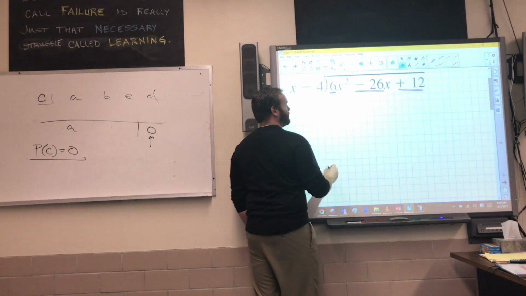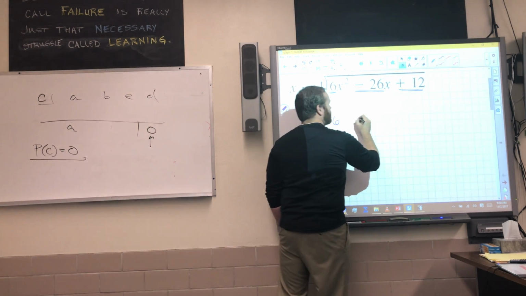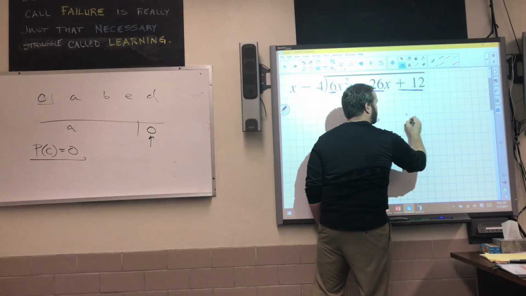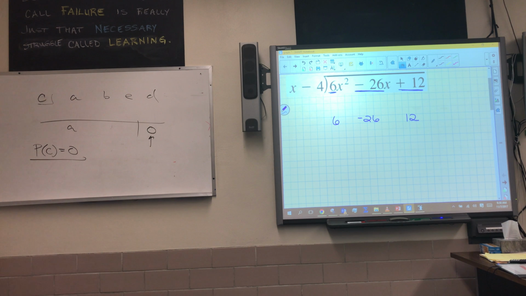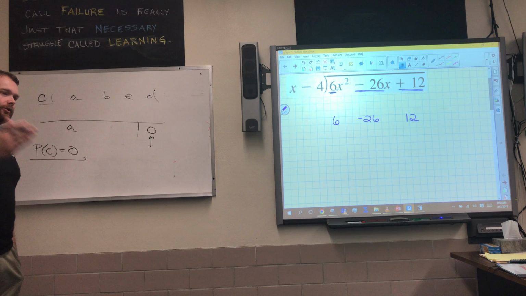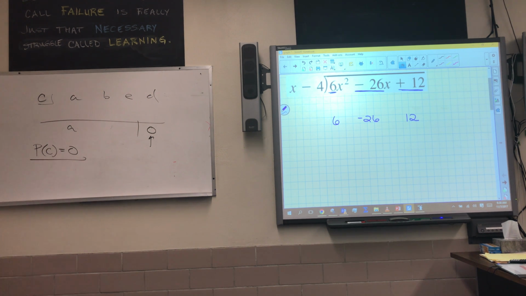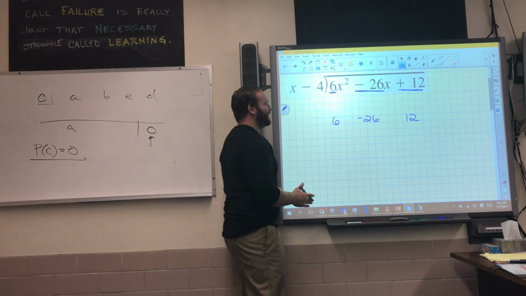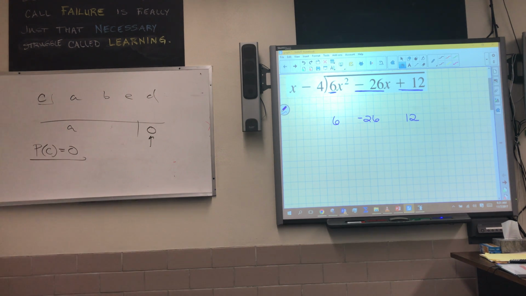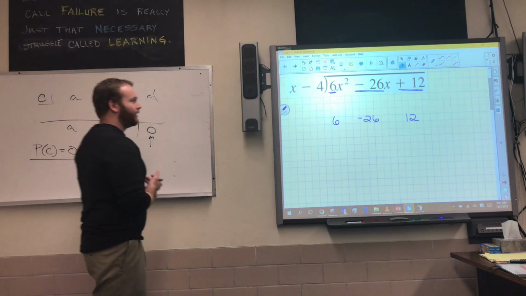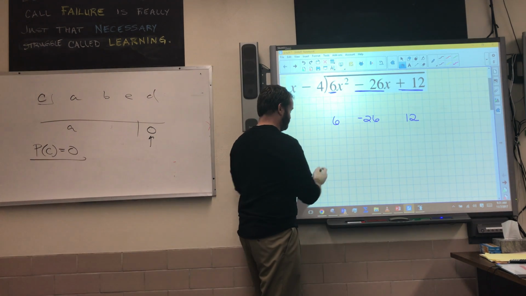Let's just write down our coefficients. Come down here and write 6, negative 26, and 12. When I write down my coefficients, I'm taking my dividend and writing down just the coefficients of every single term. One of the biggest mistakes people make is forgetting to take the negative signs with them. It is negative 26. That negative is part of that term.